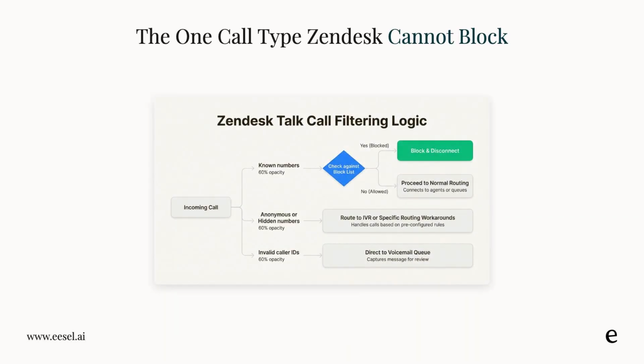Here's the wall every Zendesk Talk user hits eventually. The system cannot block calls from hidden or anonymous numbers, because there's no caller ID to check against your block list. If someone harasses your team from a private number, the block list simply doesn't apply.